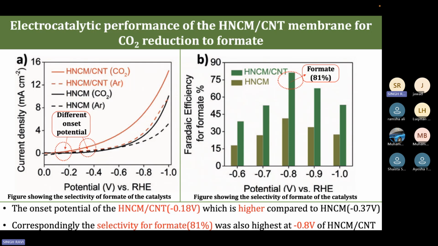And at the onset potential, they also checked the Faradaic efficiency, where they found that the carbon nanotube along with this membrane had a formate formation of 81% at minus 0.8 volt, which was the highest compared to minus 0.6 volt, minus 0.7, minus 0.9, and minus 1 volt. Even the carbon membrane alone had a good formation of formate, but it was quite lower at 43 percent, whereas the composition of this carbon membrane along with the carbon nanotube had a good formation of formate at 81%. So from this we can say that the selectivity of formate is quite higher when we use the composition of this membrane along with the carbon nanotube.